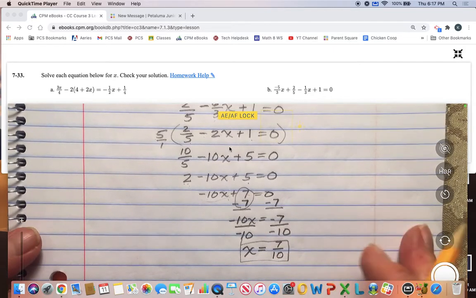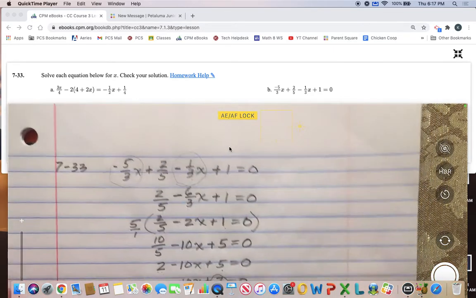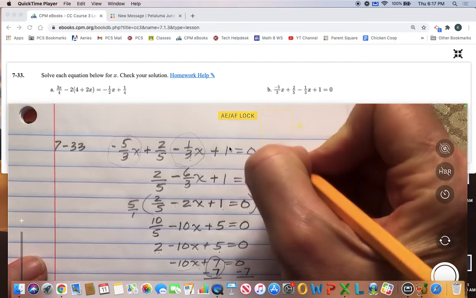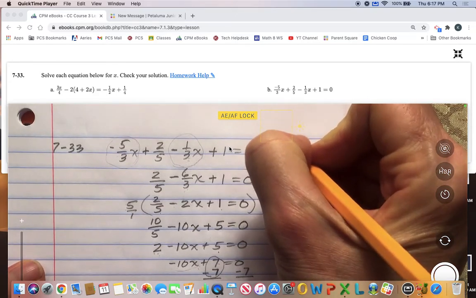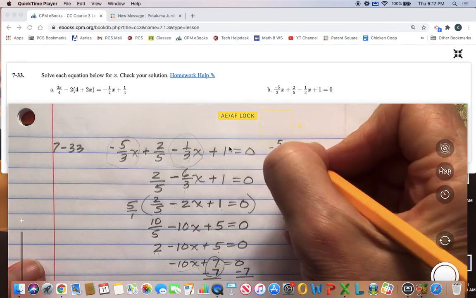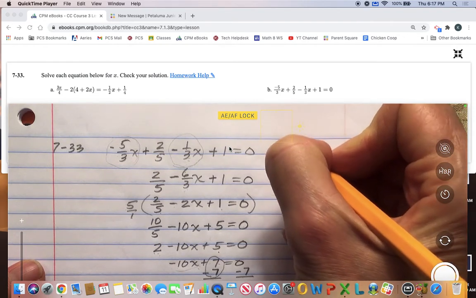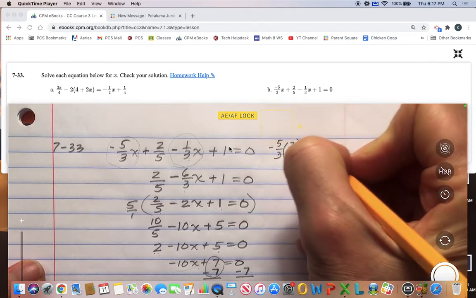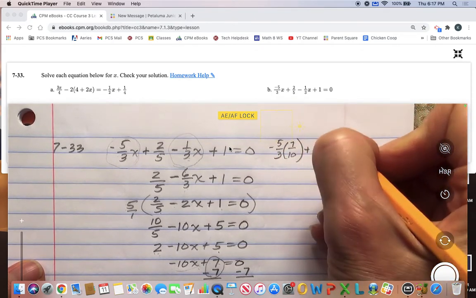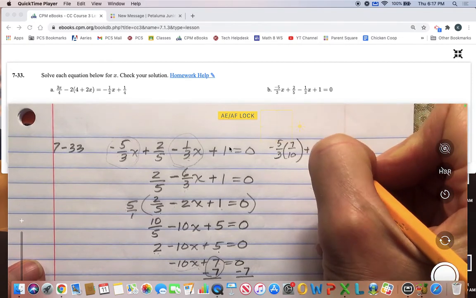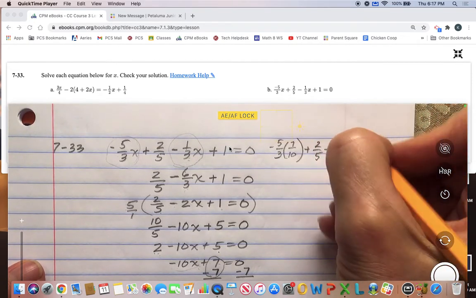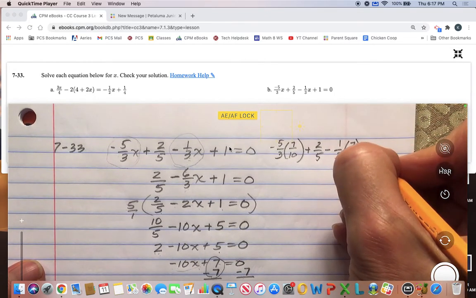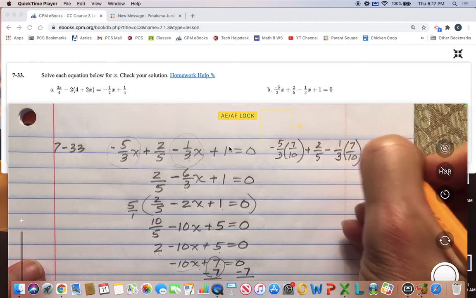Okay, but now we have to check that. So we'll go back up here and I'll start plugging in 7/10 into our original equation. So negative 5/3, and then I'm going to put parentheses to put our 7/10 in there, plus 2/5, that stays the same, minus 1/3, and the x value is 7/10. And then that's plus 1, and it's all equal to 0.